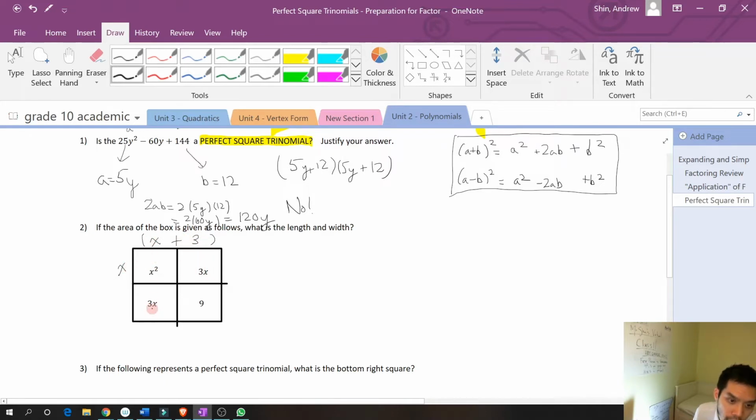And over here, if I know this is x, what's this going to have to be? This is going to have to be 3. So 3 times x gives me 3x. And to finally double check, 3 times 3 gives me 9.